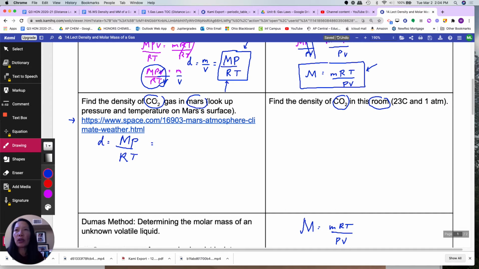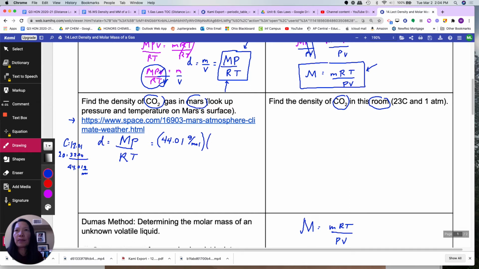Big M is the molar mass of CO2. So C is 12.01. 2 oxygens is 16 times 2 is 32.00. So we have 44.01 grams per mole. Molar mass of CO2, 44.01 grams per mole. Okay, you must write the units here.